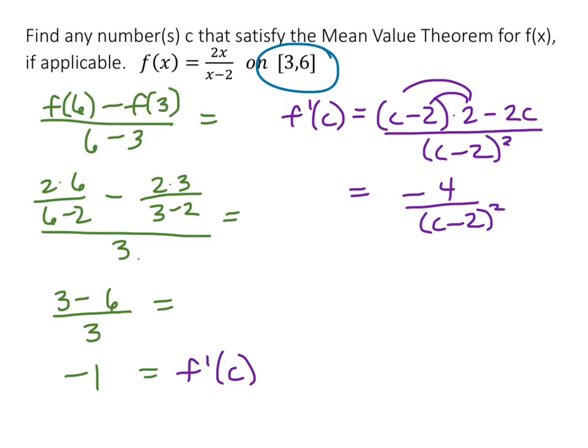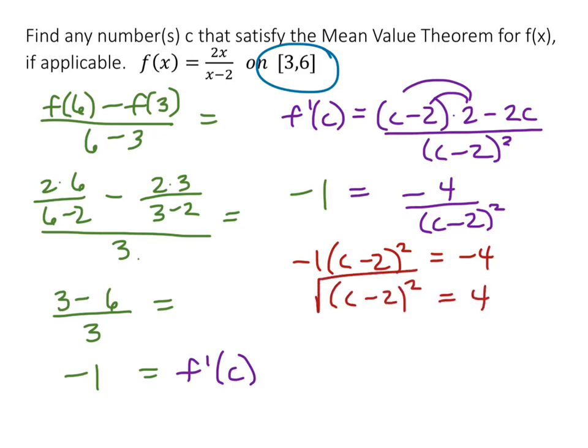Mean value theorem has us set this derivative of c, with c as your variable, equal to that negative 1 that we found, that average slope. Let's solve this equation and see what we get. I'm going to multiply each side by c minus 2 squared. I'm also going to divide each side by negative 1. Square root each side, don't forget plus or minus. C minus 2 equals plus or minus 2. Add the 2. Solve for c.